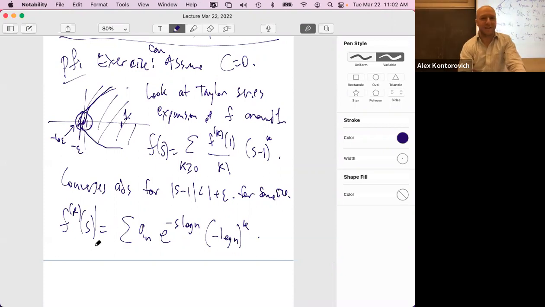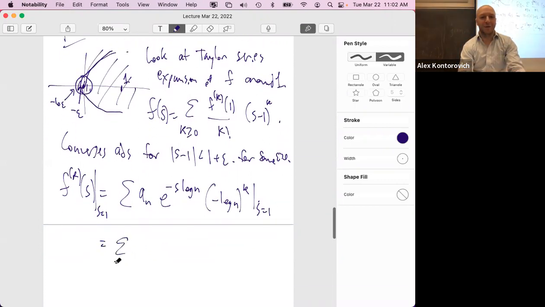Then I can evaluate this at s equals 1. At s equals 1, what do I get? A sum over n, a_n times (minus log n) to the k. This is really minus 1 to the k times log n to the k, and then e to the minus log n, which is just 1 over n. That's what the derivative is. Now this converges absolutely.